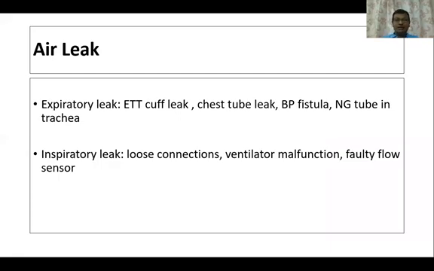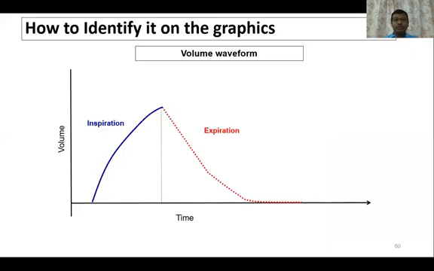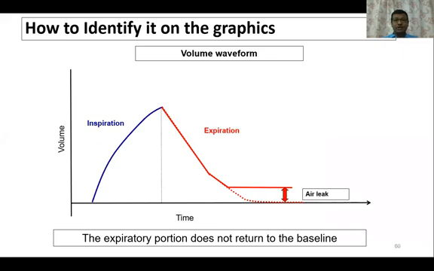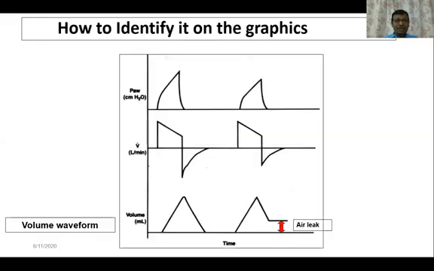It can be an expiratory leak, such as an ET tube cuff leak, chest tube leak, or BP fistula, or it can be an inspiratory leak. It can be because of loose connections, ventilator malfunction, or a faulty flow sensor. So how are we going to identify it on graphics? In the volume waveform, you'll see that during expiration, the expiratory portion does not return to the baseline. So that is your air leak. Now, see at this graphic, you can see in a volume waveform, there is an air leak.